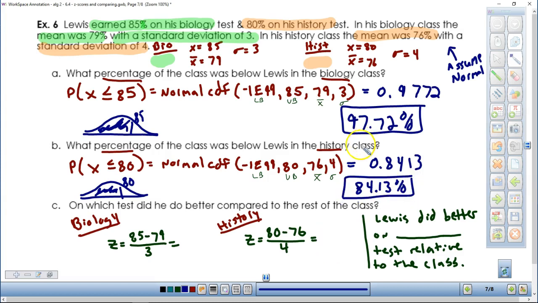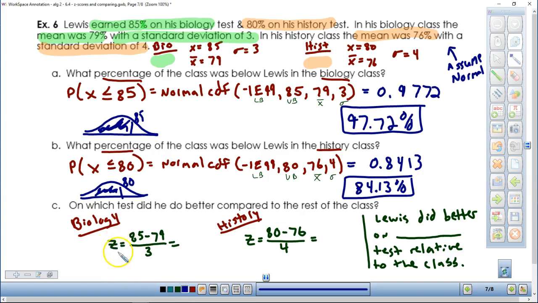Now we can see from this that relative to the class, he did better in biology, because he did better than more students, or a higher percentage of students in the biology class. But when question C says, on which test did he do better compared to the rest of his class, the justification that we usually give here, even though we already know the answer, is to find the z-score.